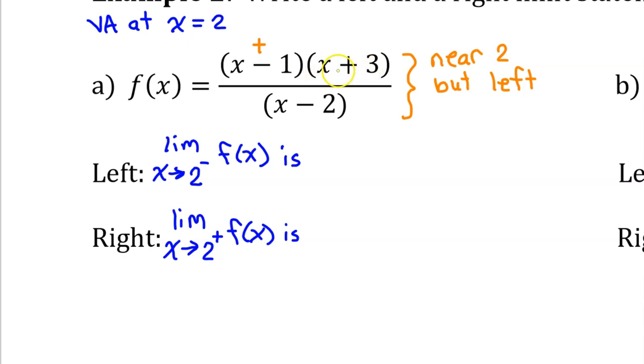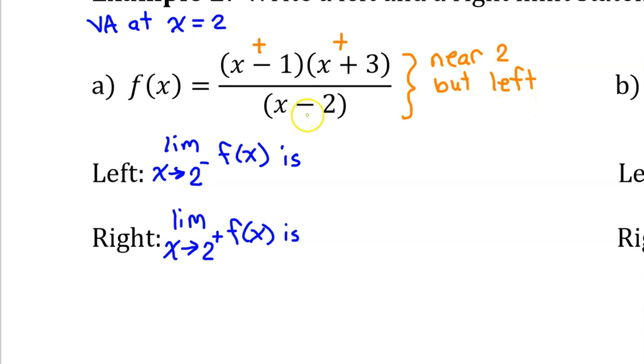Near to this factor is also positive because 2 plus 3 is 5, positive 5. So near 2, this factor is positive. The only one that takes a little bit of thought is the x minus 2 itself. We can't just plug in 2 because that would just be 0.